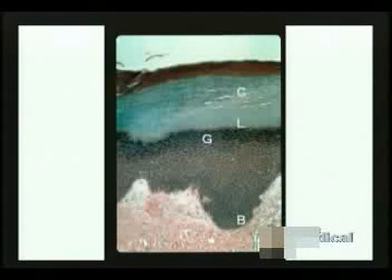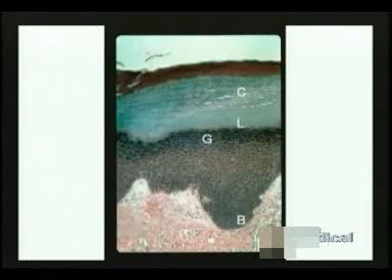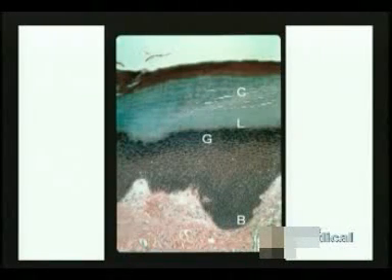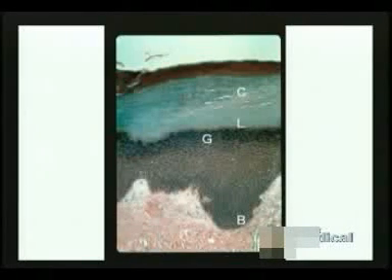You can just make out a very thin lucid layer that's situated immediately adjacent to the granulosum layer indicated by letter L. And then you can see the outermost cornified layer of stratified squamous cells having lost all of their organelles and close to being desquamated indicated by letter C.